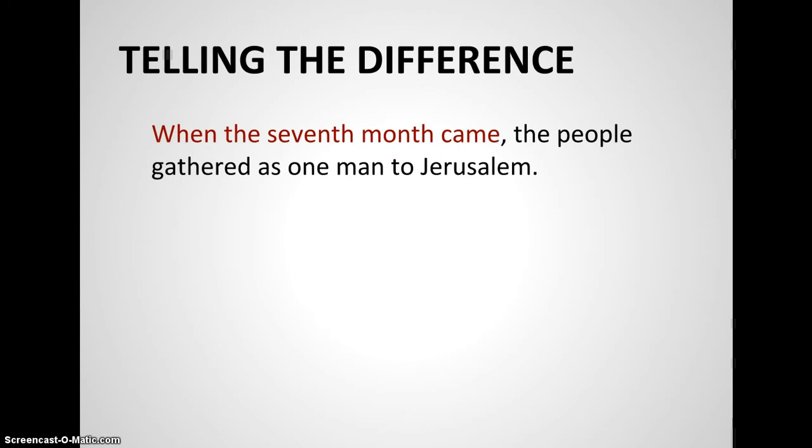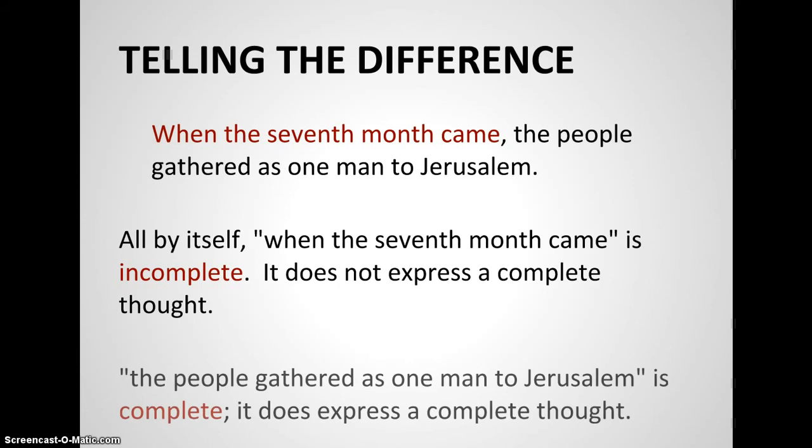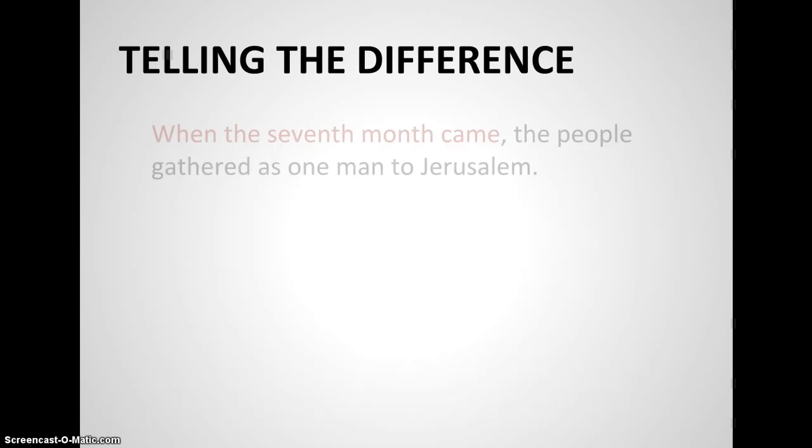So take this line of scripture here. When the 7th month came, the people gathered as one man to Jerusalem. And you can see that the dependent clause, when the 7th month came, if you say that to yourself, you can even hear it. It just doesn't make sense all on its own. When the 7th month came, we expect something additional. And that's the independent clause. The people gathered as one man to Jerusalem. That is the independent clause. And the dependent clause is when the 7th month came. And when the 7th month came cannot stand on its own. It must be attached to the independent clause in order for it to exist.